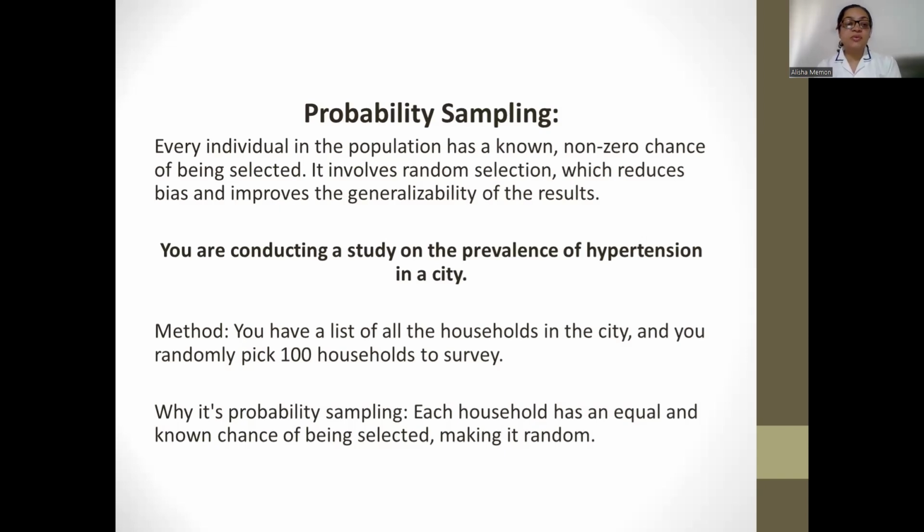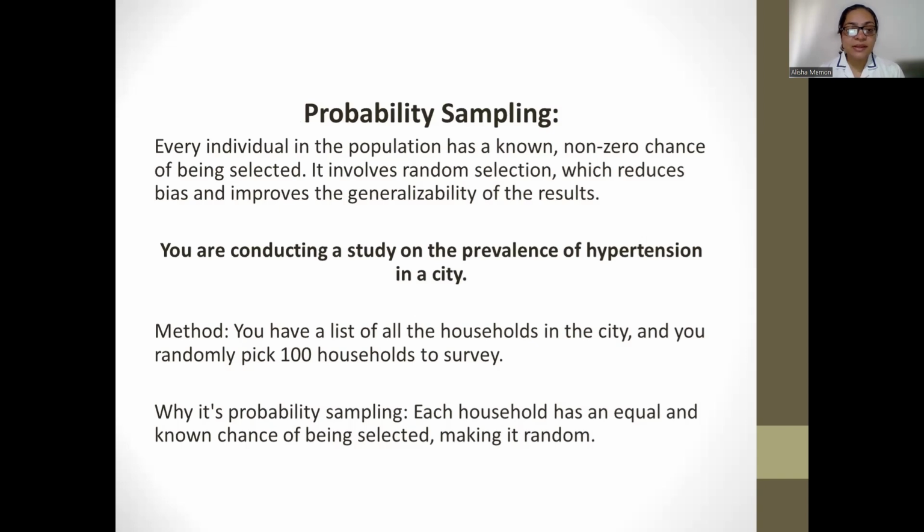So we'll take an example to understand this better. Suppose we are conducting a study to understand the prevalence of hypertension in a city. I have made a list of all households in the city and I randomly pick 100 households to survey. Why is it known as probability sampling? Because each household has an equal chance of being selected in the study. This will reduce the bias and this will really have a good generalizability of the results.